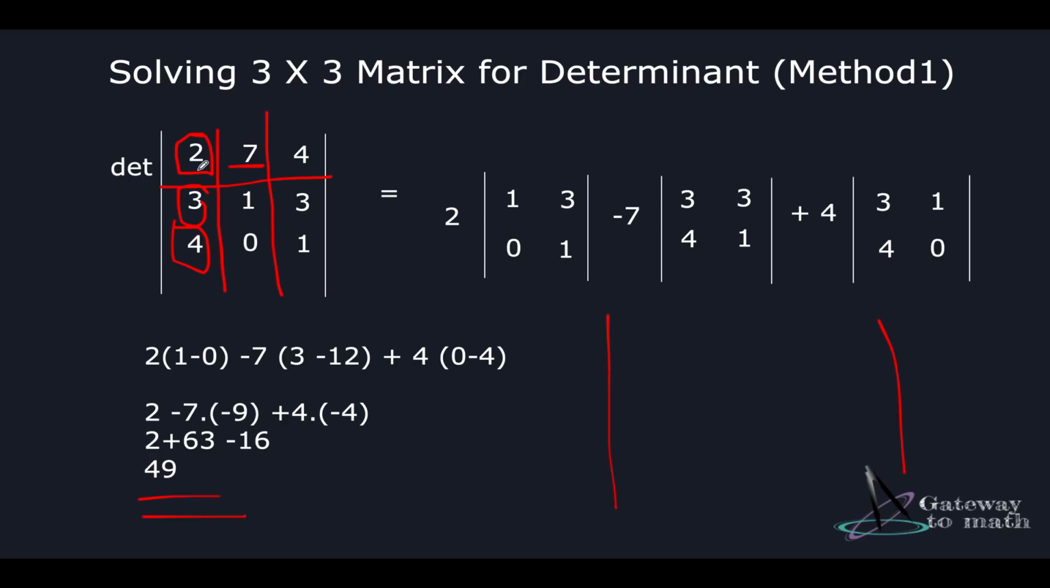What is the value here? This is first row, first column. This is M11, correct? This one is M12. This one is M13. This one is M21, M22, M23, and this one is M31, M32, and M33. So this is how we've represented them in the form of minors.